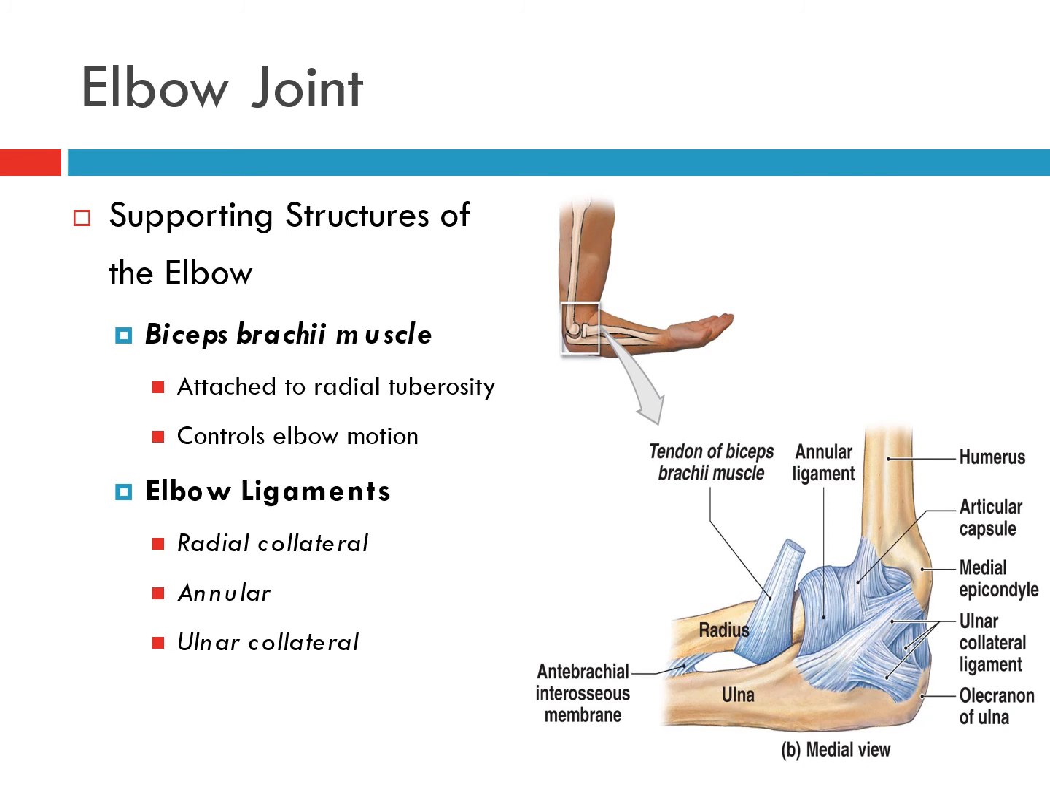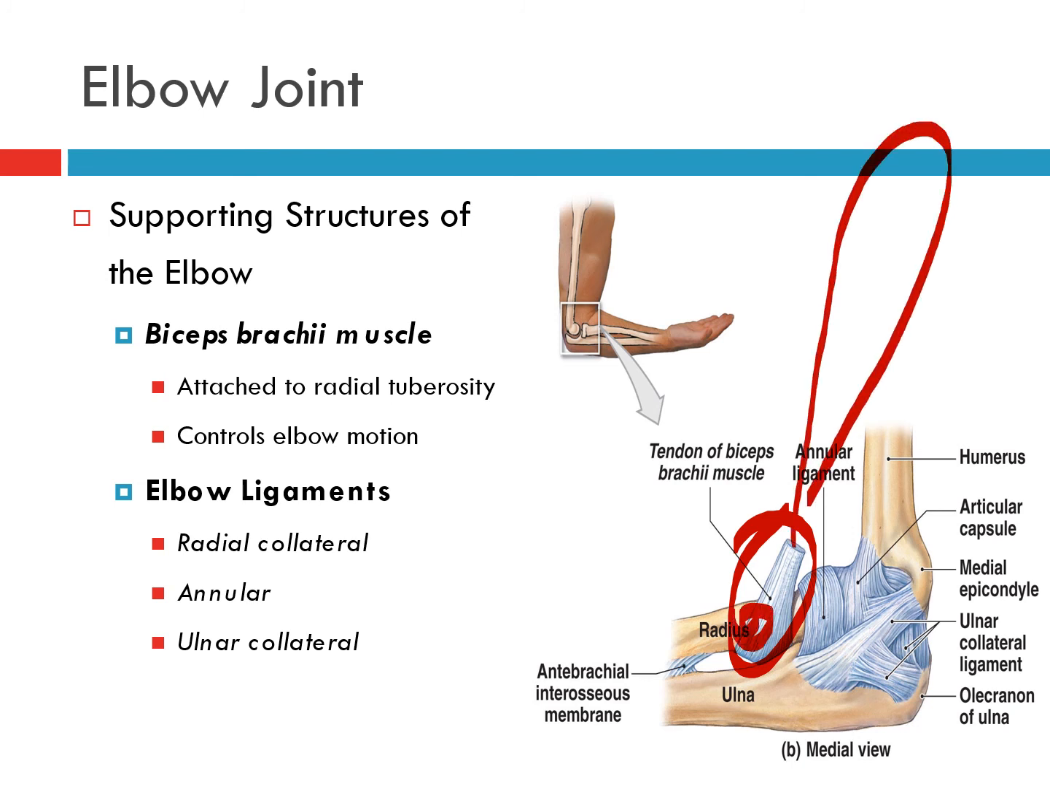Support of the elbow comes from the biceps brachii muscle. This is the tendon of that muscle, which comes down and attaches into the radial tuberosity. So then the biceps muscle itself would go up like that and then come and attach into the shoulder. And that controls elbow motion. So the biceps brachii, when you contract it, it flexes, it pulls the forearm up toward the shoulder. When you relax it, it allows that forearm to extend backwards.